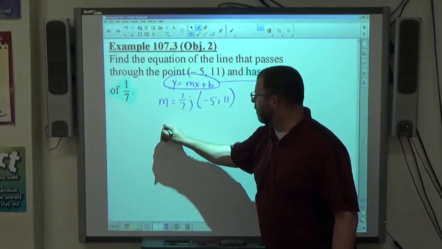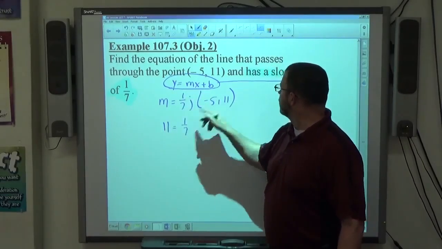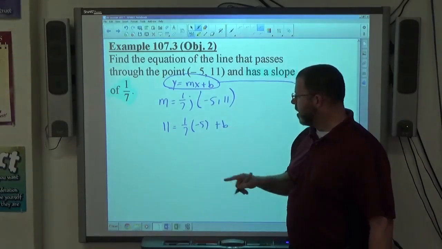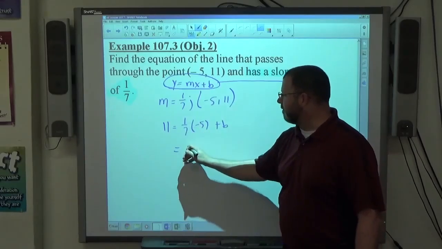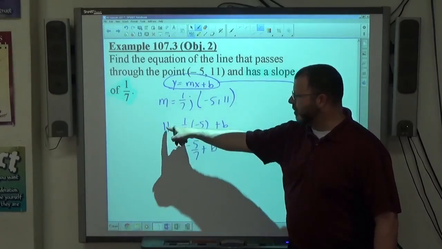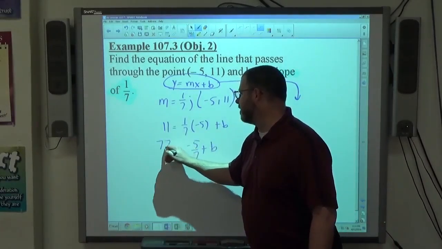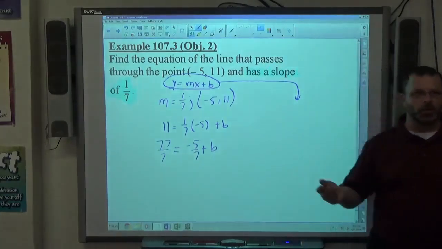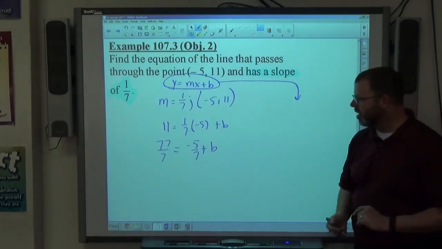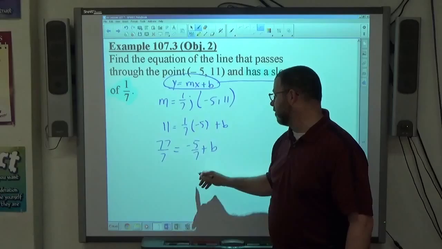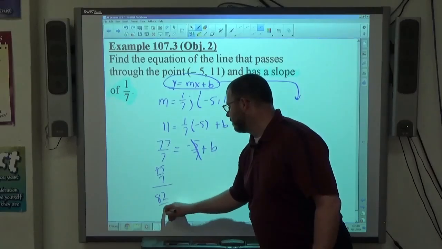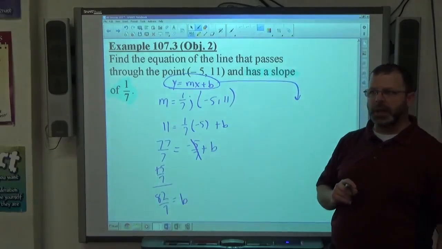So y is 11 from the point, m is 1/7 from the given slope, x is -5 from the point, and b is what we don't know. If I multiply the fraction, 1/7 times -5 makes -5/7. This is a fraction in sevenths, so I want this to be sevenths. So 11 is the same as 77 sevenths. Take any whole number, multiply top and bottom by the same number, you get a fraction with the correct denominator. If 77 sevenths is over here, move the 5 sevenths, it becomes positive 5 sevenths. That gives me a total of 82 sevenths for b. So b is equal to 82 sevenths.